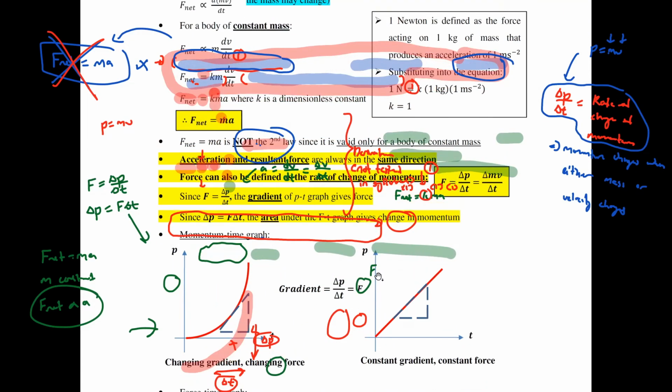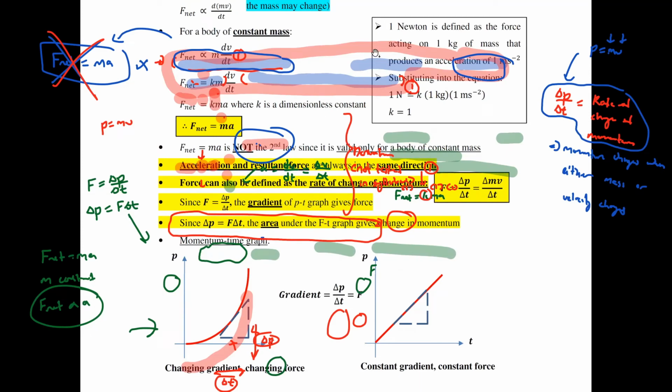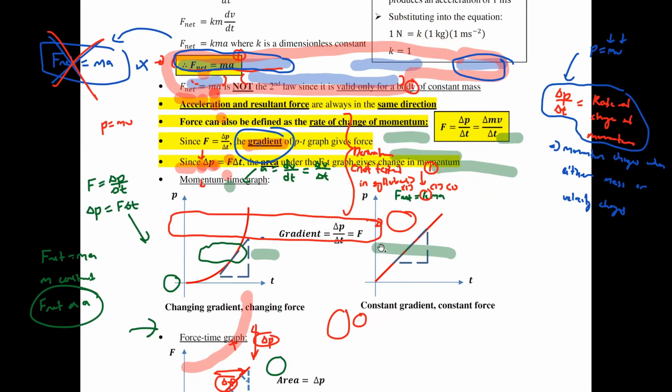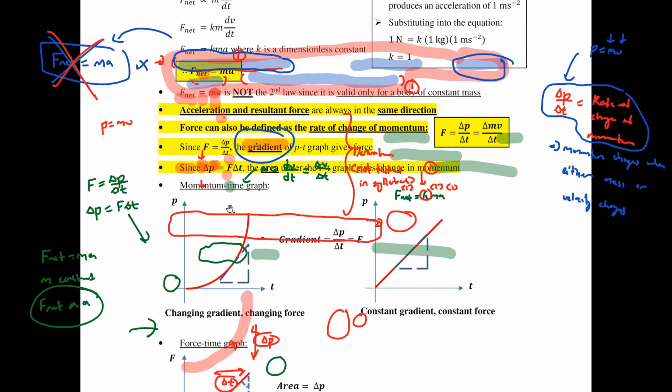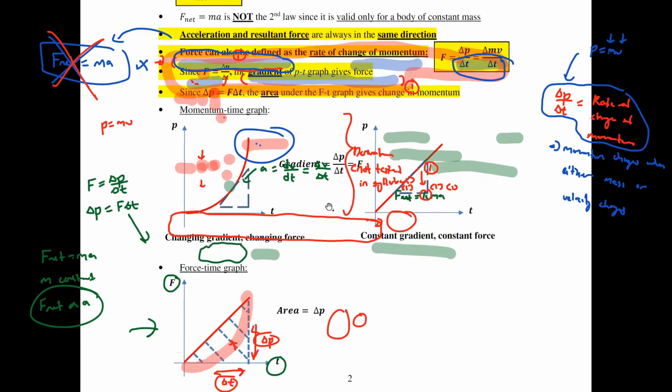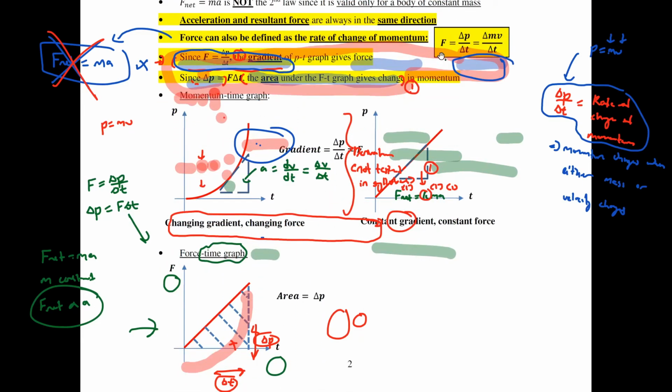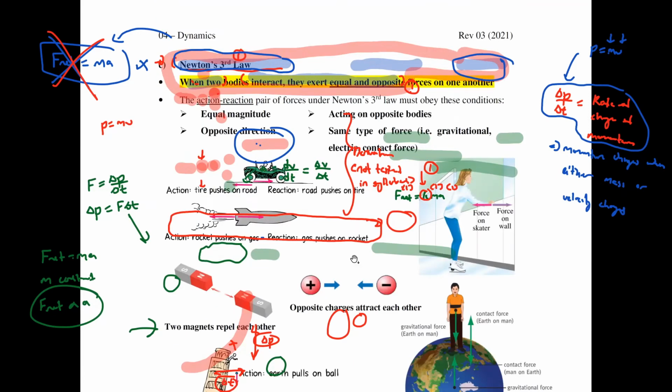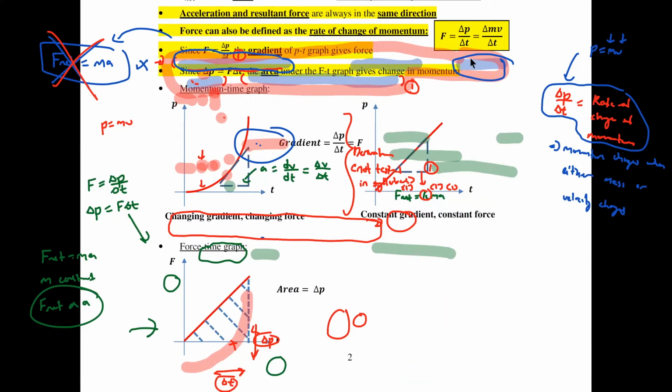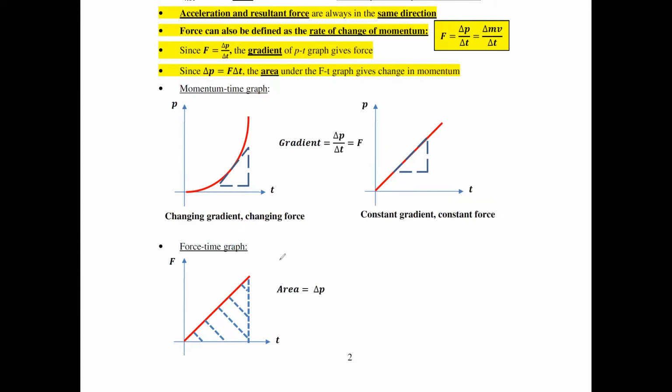This one is another momentum-time graph, but this one here is showing you constant gradient, constant force. This one here, I said changing gradient, changing force. Okay, so there's nothing wrong with this. The area under force-time graphs gives you change in momentum is actually this. Sorry, it's actually this example here.